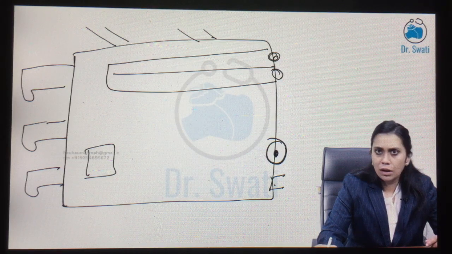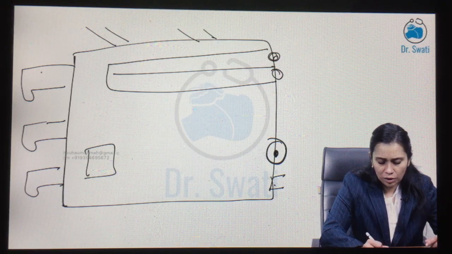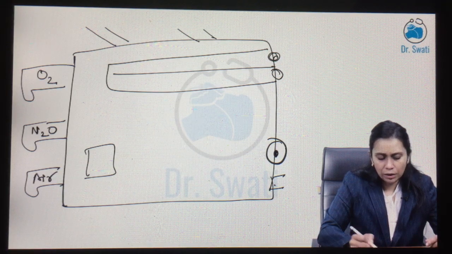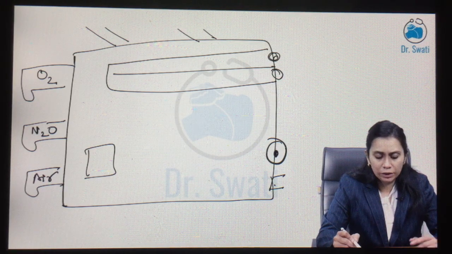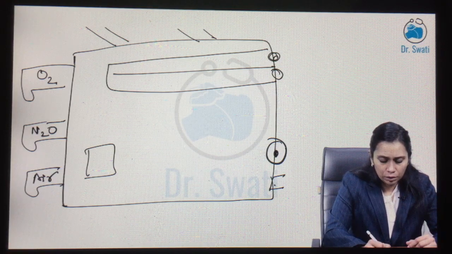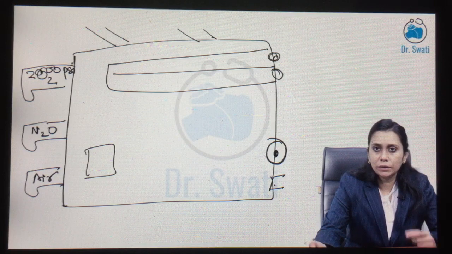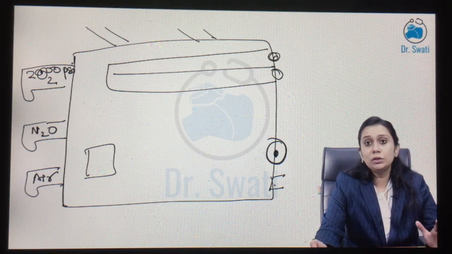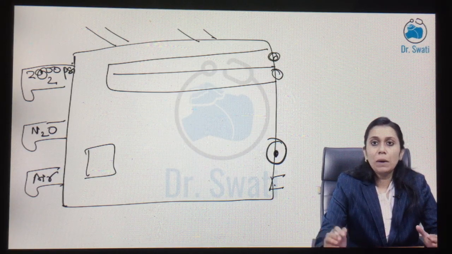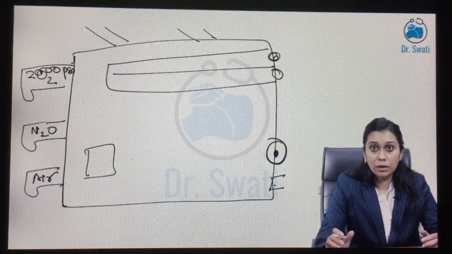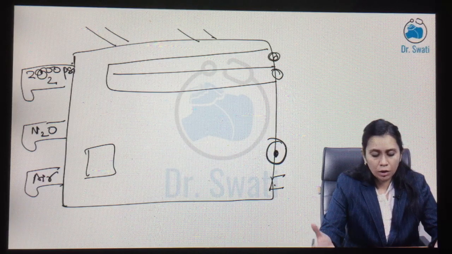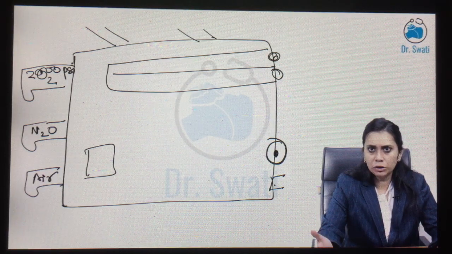Now see on the screen, the back of the machine, what is attached? Gas cylinders. For example, this is the oxygen cylinder. This is the nitrous oxide cylinder. This is the air cylinder. If the oxygen cylinder is fully filled, what is the pressure? 2000 pounds per square inch, right everyone? Now this pounds per square inch is the unit of pressure which is used in terms of the cylinder and machine, etc.